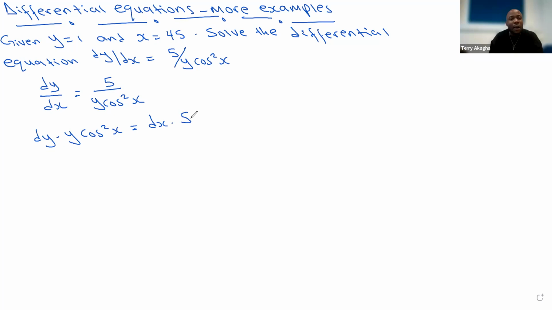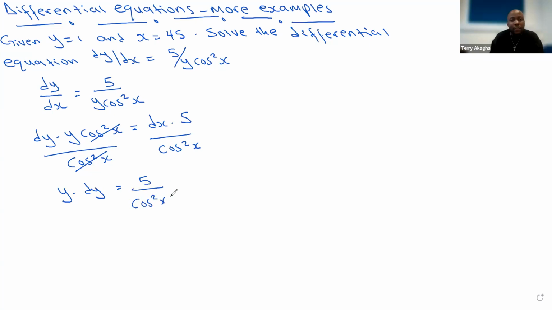Now, what's the next thing? We have the y and the dy here, but we still have cos squared x here. So to get that out of the way, I'm going to divide both sides by cos squared x. So this will cancel this out, and I'm going to have y dy is equal to 5 over cos squared x dx. So you can see now, I have all the y and the dy on the left-hand side, and all the x and the dx on the right-hand side. I've done the first step.